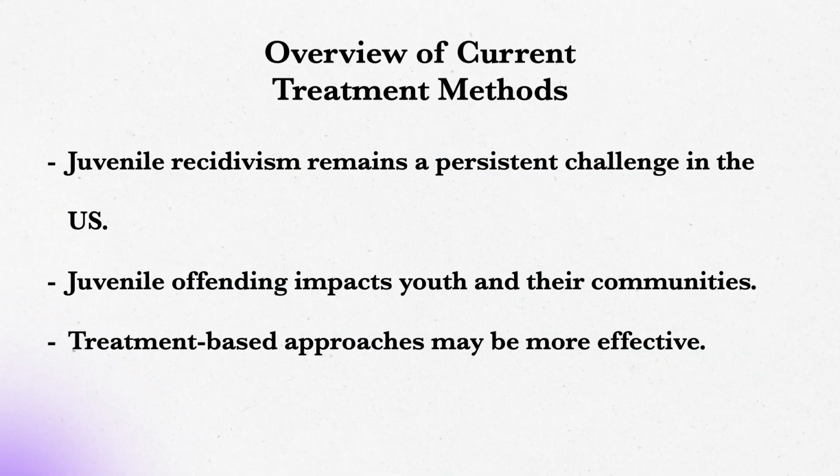Overview of current treatment methods. Juvenile recidivism remains a persistent challenge in the United States. This suggests that the current custodial measures may be failing. Juvenile offending impacts both youth and their communities. Research suggests treatment-based approaches may be more effective than punishment. According to Gigante, community-based alternatives result in lower recidivism, yielding long-term savings from reduced reliance on detention.